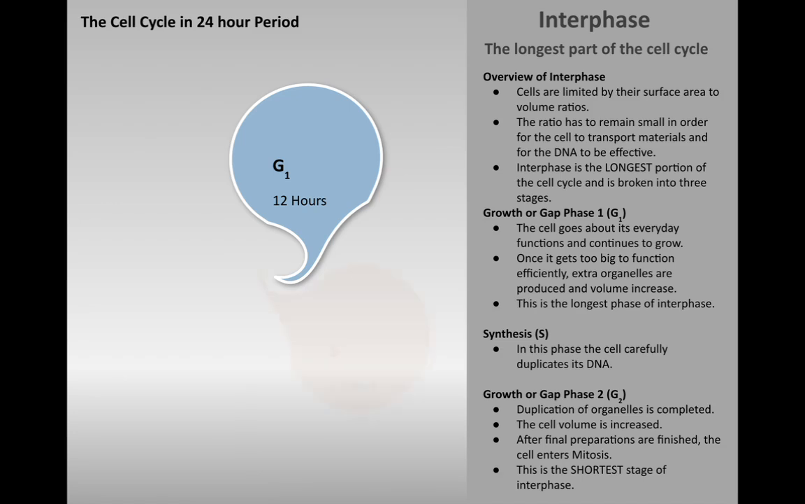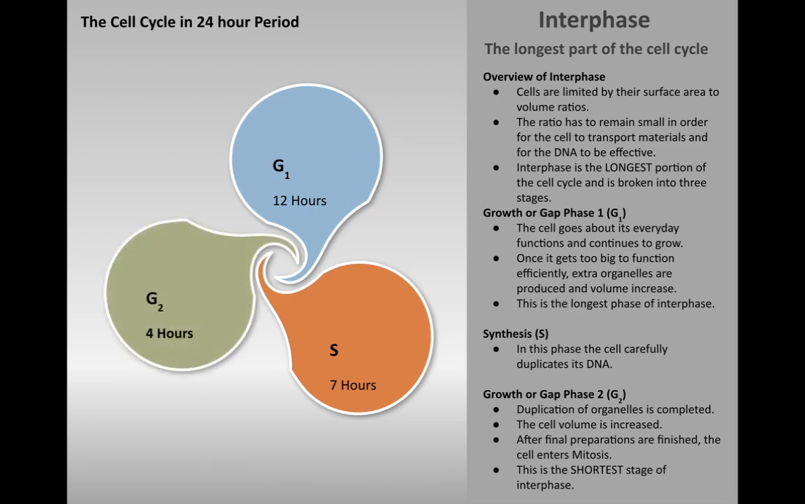After G1, the cell has gotten to the size where it knows that it's going to have to start to divide in order to remain functional. The cell goes into the S phase, which again in our 24-hour period would be approximately 7 hours. All that happens in the S phase, and I say that with levity, is that the cell carefully duplicates its DNA.